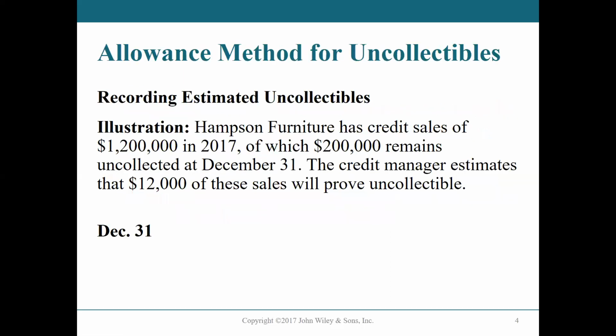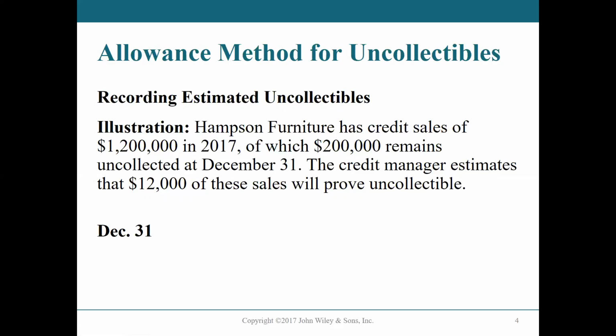So let's look at an example. Here we have Hampson Furniture, which has credit sales of $1.2 million in 2017, of which $200,000 remains uncollected at the end of the year. What you have to do in real life is, at the end of the year, look at what you haven't collected and ask, how much of that do I think I'm not going to be able to collect?